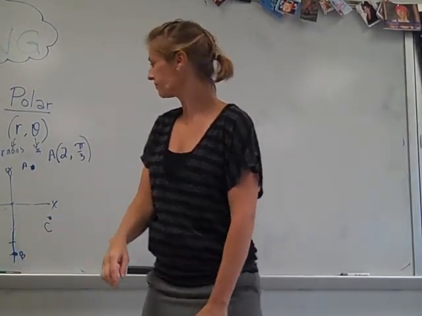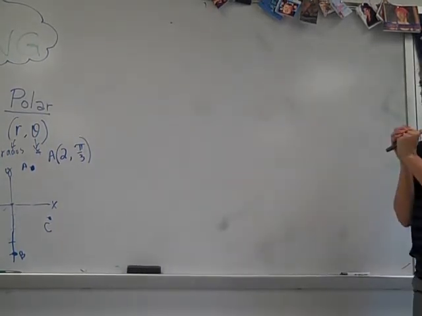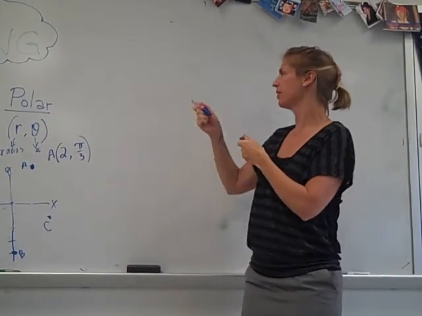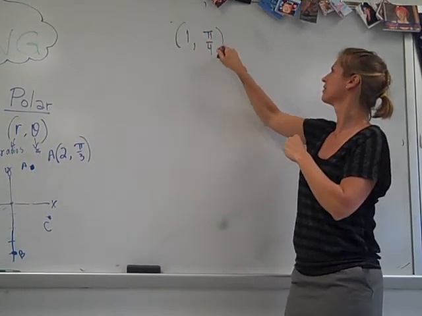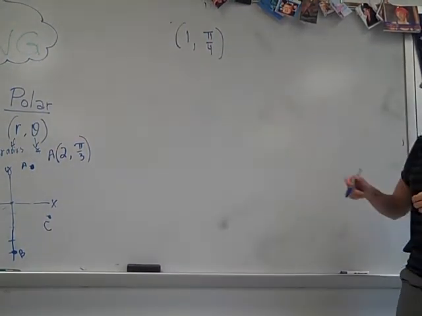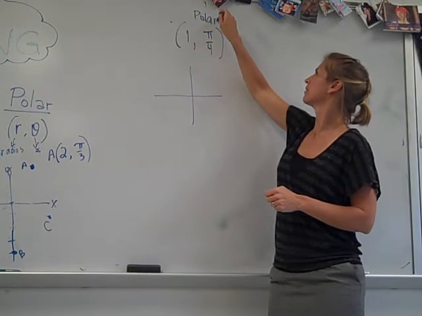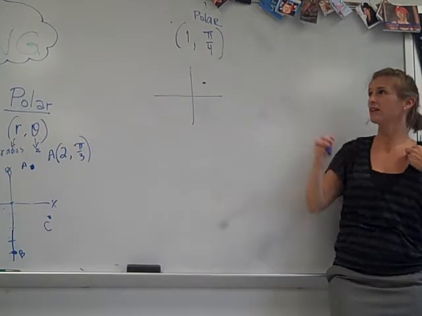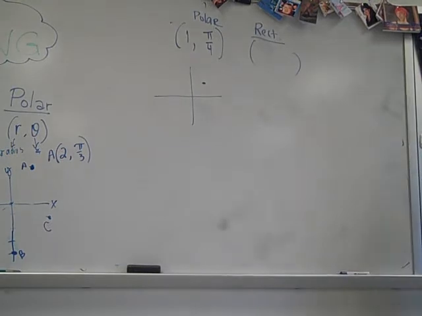Okay, so all of these points have a rectangular partner. For example, if I had the point 1, pi over 4, what's the rectangular coordinate of that point? If this is polar, and I'm at pi over 4, 1, where is that? It's not 1, 1.